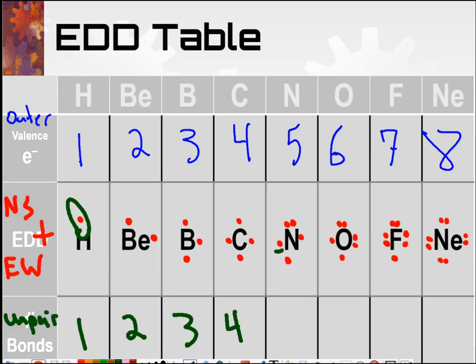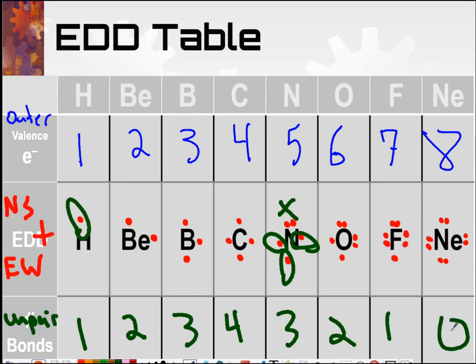But look at nitrogen. You've got 1, 2, 3 possible bonds, no bonds where the pair is. No bonds that way. So you've got 3 bonds then. 1, 2, 3, 4, 3, and then you got 2, 1, and 0, as there is no bonds with our neon. Our noble gases do not bond because they're already happy and full.